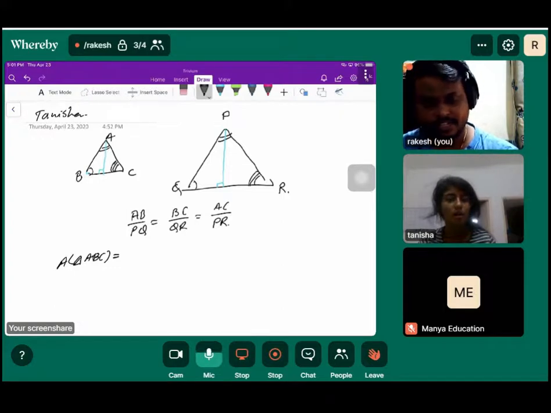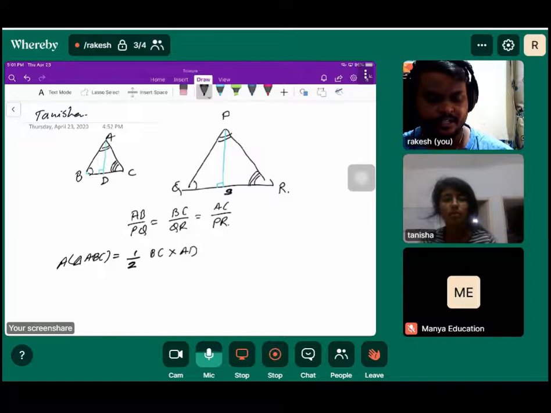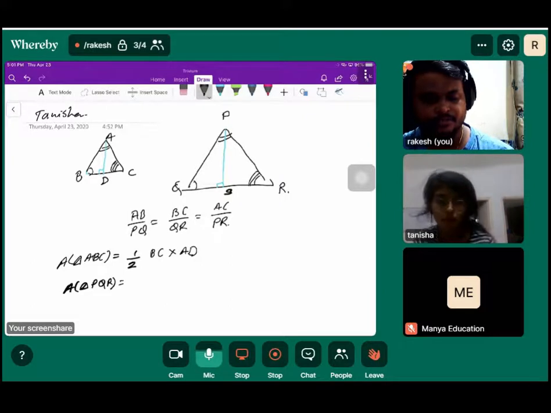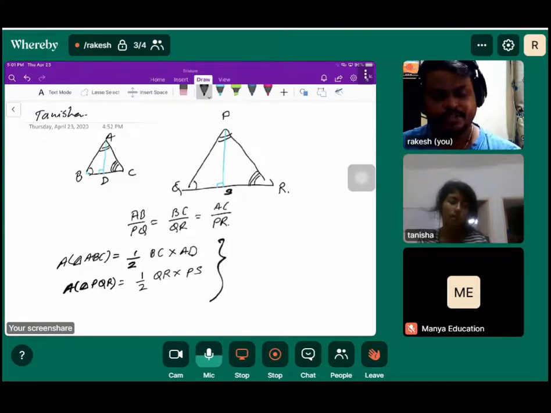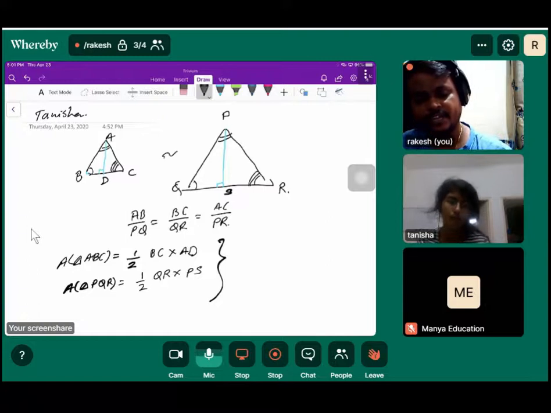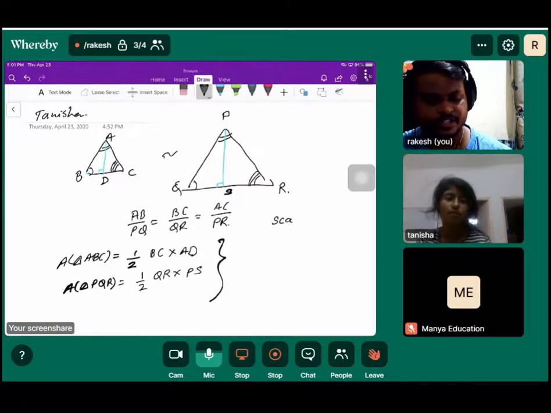So area of triangle ABC is half BC into, let's say, AD, right? And area of triangle PQR is equal to half QR into PS, right? So this information we know already. Now, since these are two similar triangles, there must be one scale factor, right?